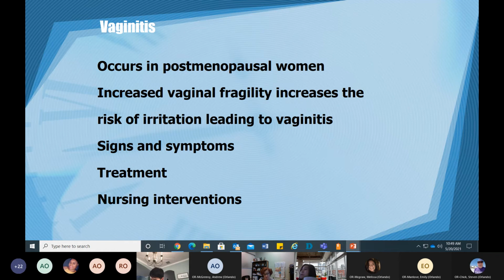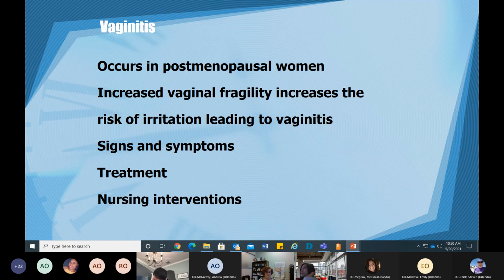So some of the signs and symptoms for vaginitis, of course, would be soreness, pruritus, itching, a reddened vagina, burning, foul-smelling vaginal discharge. It could be clear, it could be brown, it could be white, different colors. The problem is that untreated vaginitis can cause bleeding and adhesions to form, which makes it even worse for them.